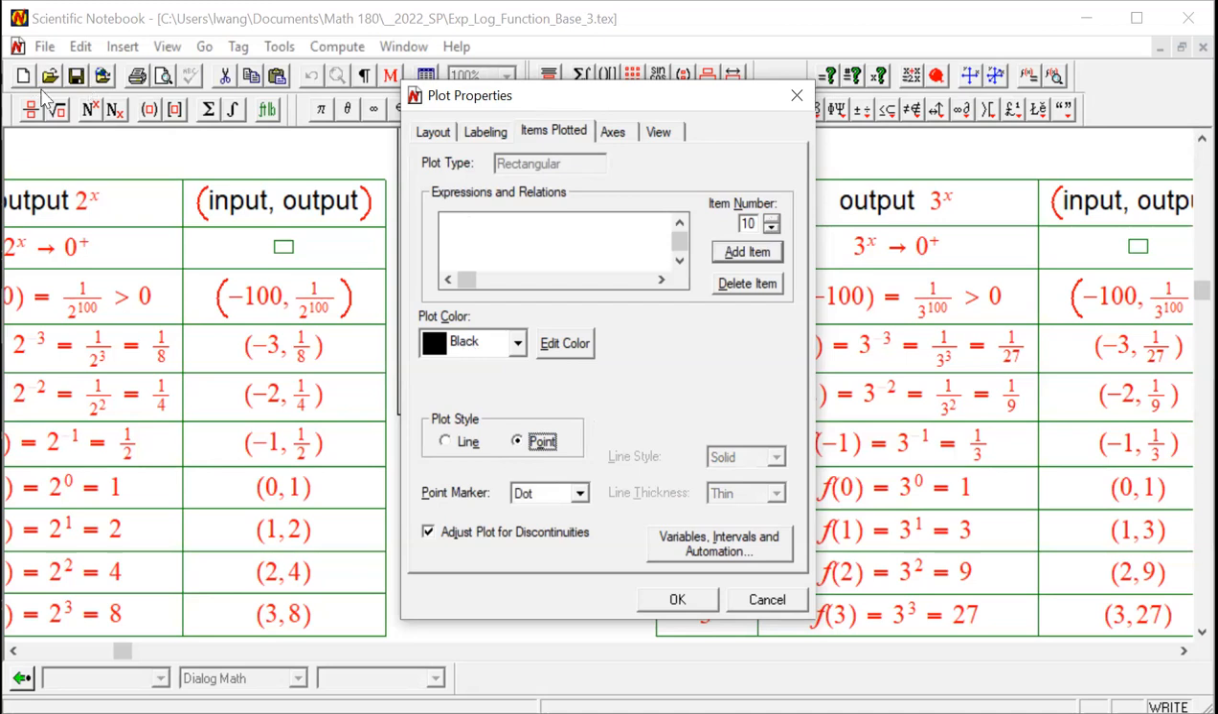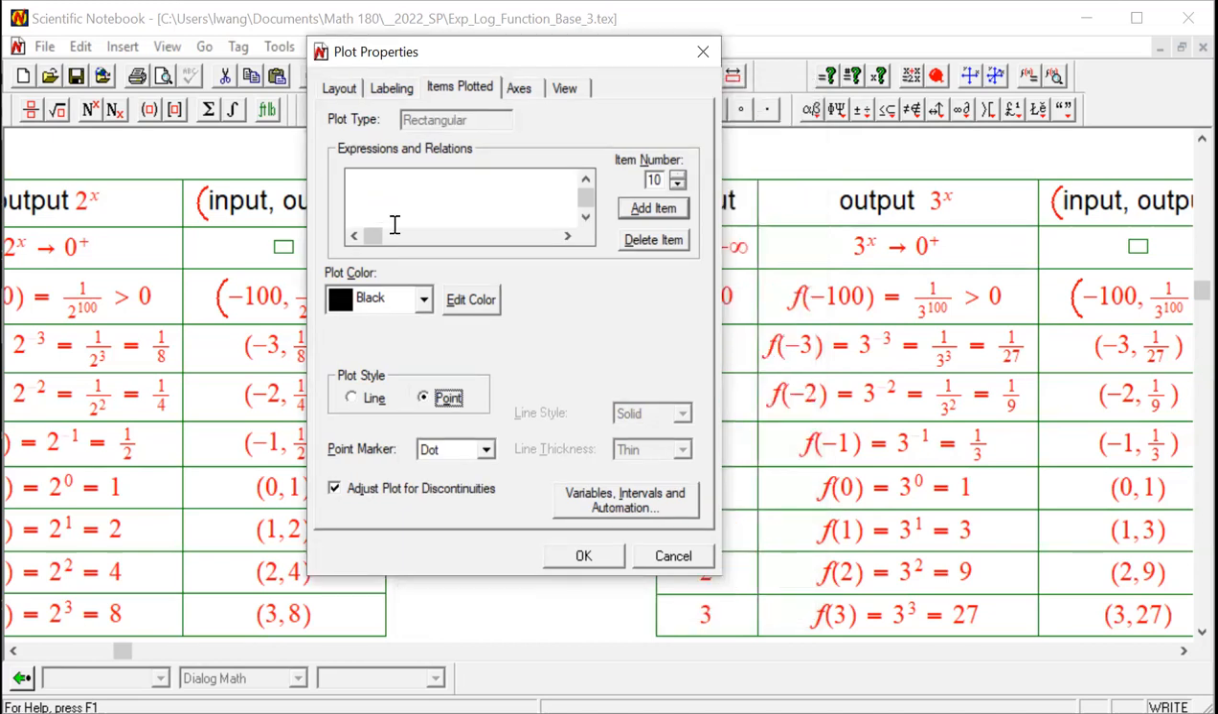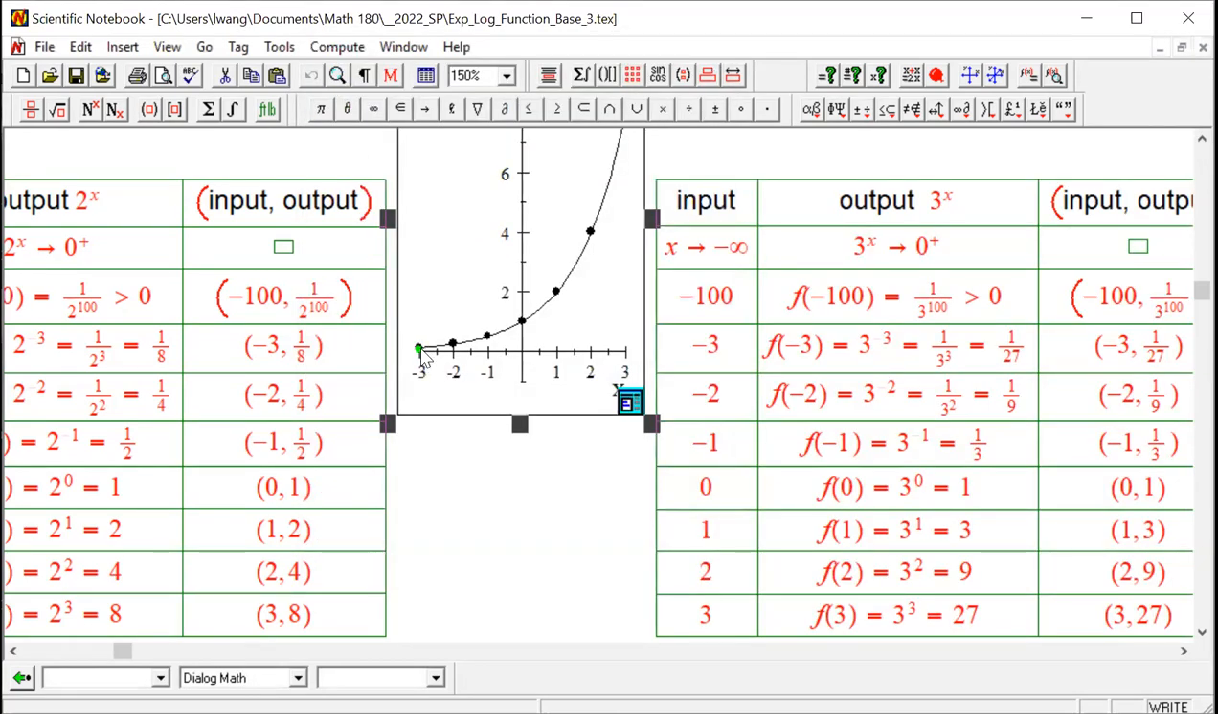Okay, so let's look at the first point, right? The first point, I'm going to make it the negative 3, 1 over 27, right? So if I make the point, say, green, let's see where it is going to be. It is going to be closer to zero, closer to the x-axis, but this is still above the x-axis, okay? It seems to be lower than the black. Of course, the black one is 1/8, right? 1/8 is larger than 1/27. So it's slightly lower than the black point on 2^x.